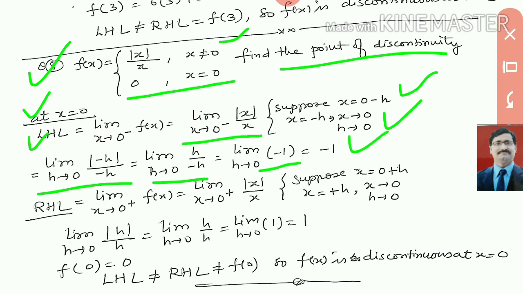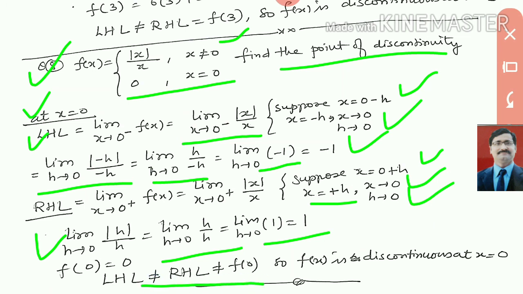Similarly you will do for the right hand limit. Right hand limit is limit x tends to 0 plus of f(x), which is limit x tends to 0 plus of modulus x upon x. Here suppose x equal to 0 plus h, meaning x equal to plus h, and as x tends to 0, h tends to 0. Now this is limit h tends to 0 of modulus h upon h, which is limit h tends to 0 of h upon h, which is limit h tends to 0 of 1, and that is equal to 1. So you can find that the left hand limit is not equal to the right hand limit, and not equal to 0, so f(x) is discontinuous at x equal to 0.